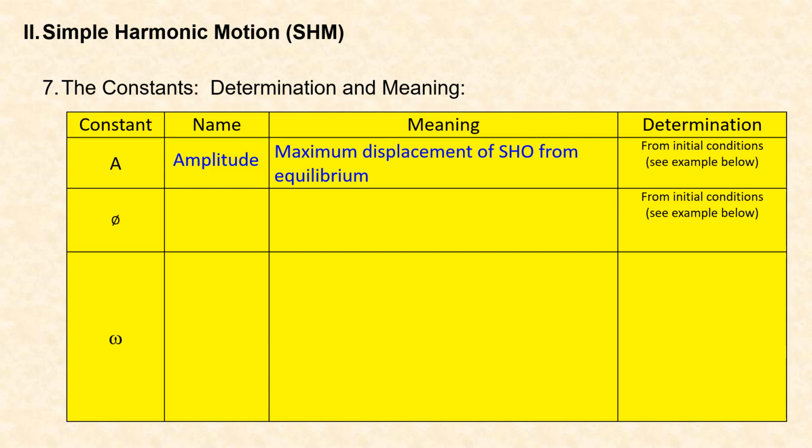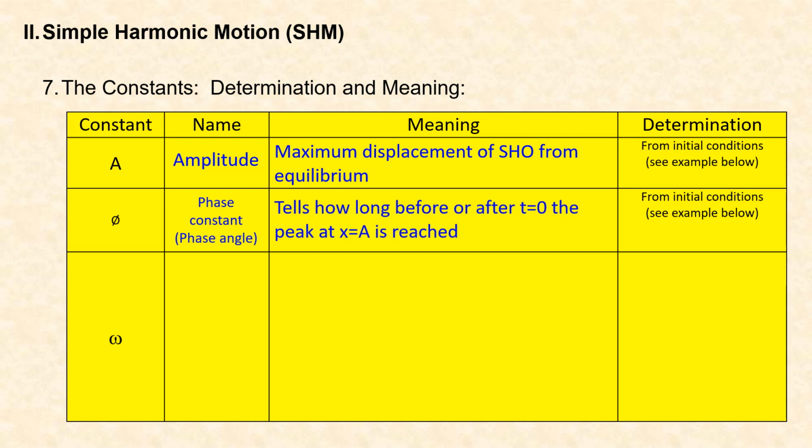For other problems, it may not be given, in which case you can determine the amplitude from the set of initial conditions. We'll talk about how to do that in a problem on the next slide. So moving on, this constant phi is what we call the phase constant, sometimes called phase angle. What does phi tell you?